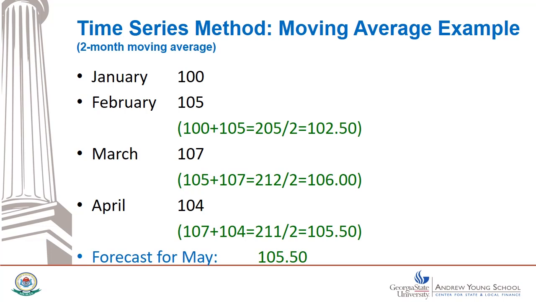Another time series method is a moving average. The goal is to smooth the trend line out of the ups and downs of yearly percentage change. A 2-month moving average is shown, but it could be 3 months, 10 months, 30 months, or any number depending upon the length of the time series and the value gained by smoothing it over a longer period. To get to the May forecast using a 2-month moving average, you only need to look at the March and April numbers of 107 and 104. Add them together and divide by 2 to get an average of 105.50. This is your May forecast.